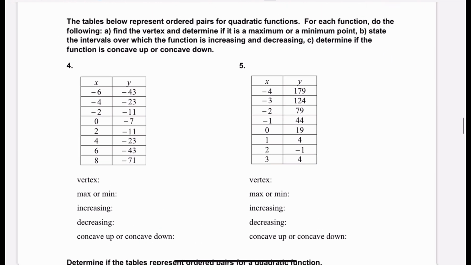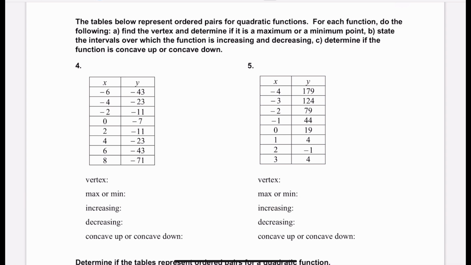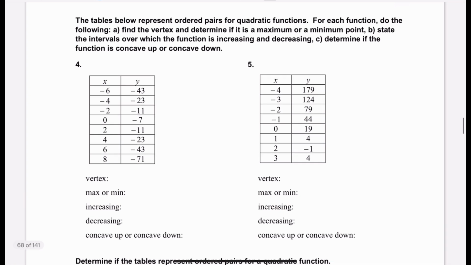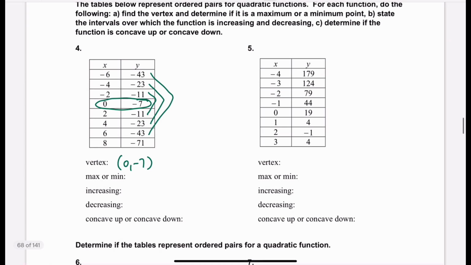Okay, so looking at the table, we have ordered pairs here. We're going to first find the vertex. So we want to look where it's reflecting, and then right in the middle is the vertex. So this is 0, -7. Then we're going to state whether it's a maximum or minimum.